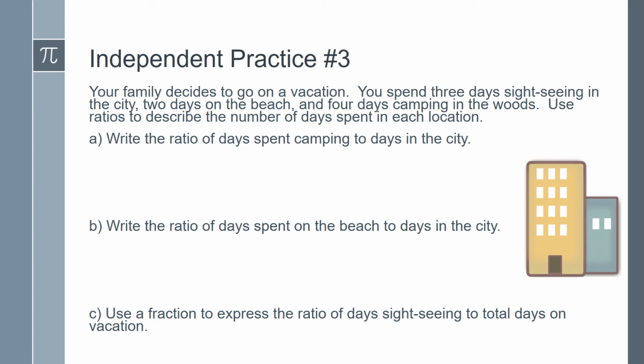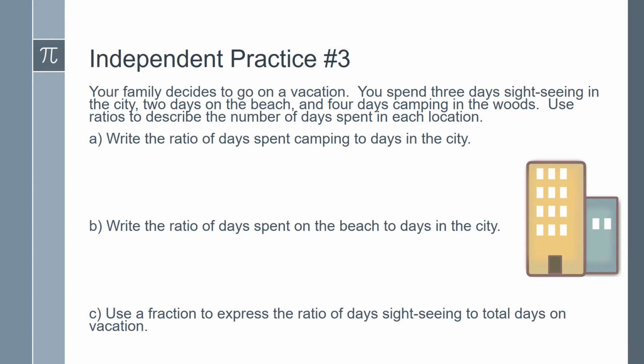Independent practice problem number 3. Your family decides to go on a vacation. You spend 3 days sightseeing in the city, 2 days on the beach, and 4 days camping in the woods. You use ratios to describe the number of days spent in each location.